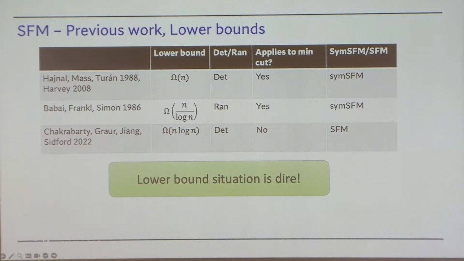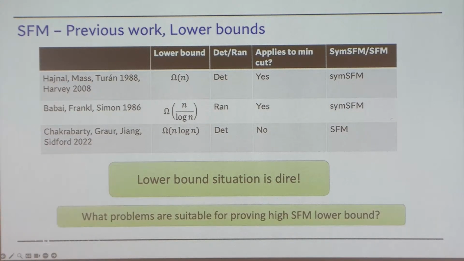The lower bound situation is dire. It turns out to be a harder problem than what I imagined when I picked up this problem, so we are now in search of a good candidate problem which can prove higher submodular function lower bounds. Any randomized lower bound which is omega n, little omega of n, even n log n, is good for us at this point.